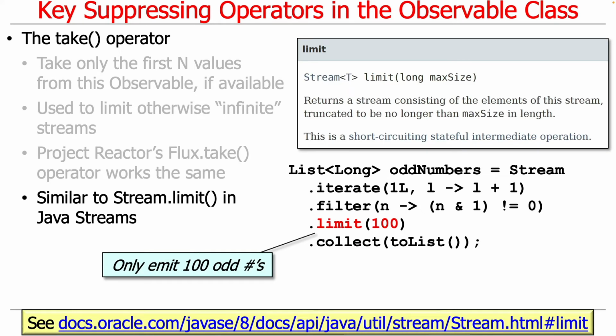And it should also be no surprise that there's something similar in Java Streams. In Java Streams, this operator is called limit, and it limits you to the number that you pass in as a parameter. So this particular example is going to generate values from 1 to infinity. It's only going to allow odd numbers through, but it's going to limit to the first 100 odd numbers. And then we collect those into a list.